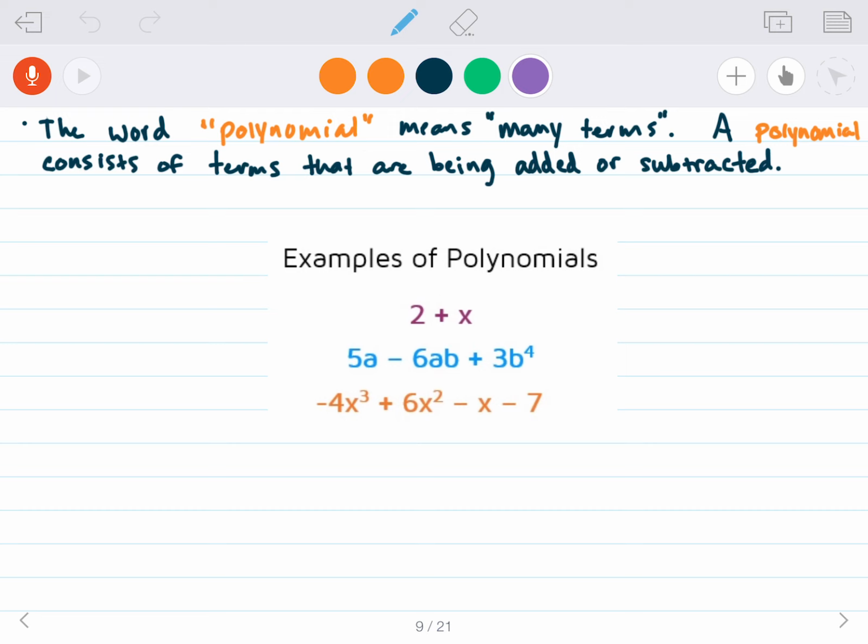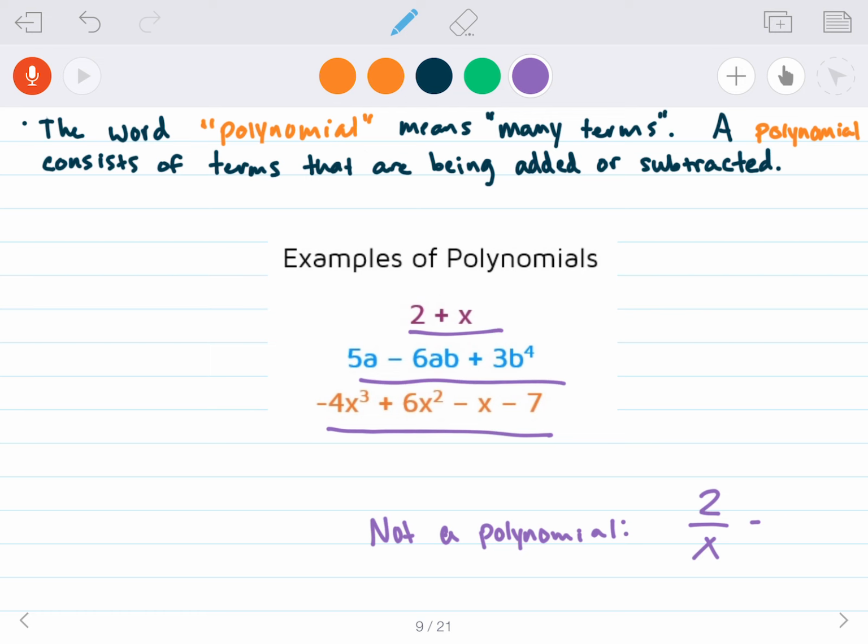Such as 2 plus x, 5a minus 6ab plus 3b to the 4, or minus 4x to the third plus 6x squared minus x minus 7. These are all examples of polynomials. So I'm going to give you an example of something that isn't a polynomial, and we're going to really get into this probably in college algebra when you take that, but for now I just want you to know that this is not a polynomial. If we have a variable in the denominator, that is not a polynomial.